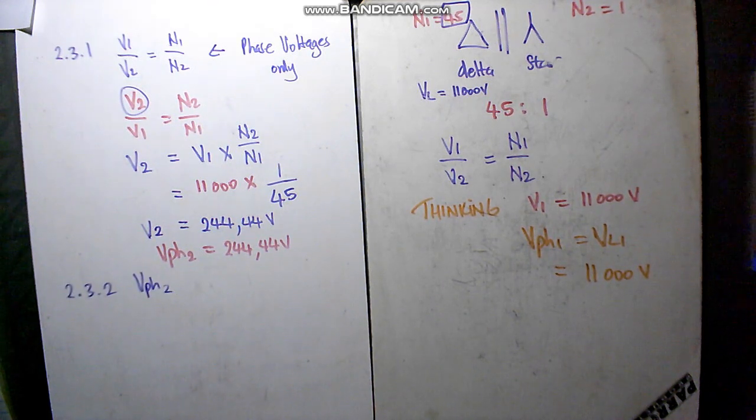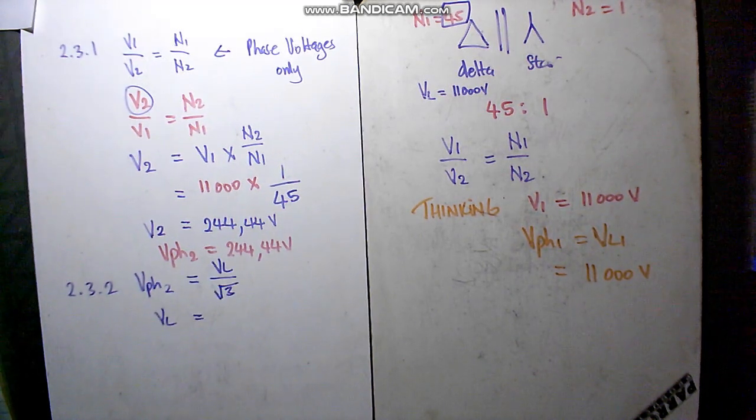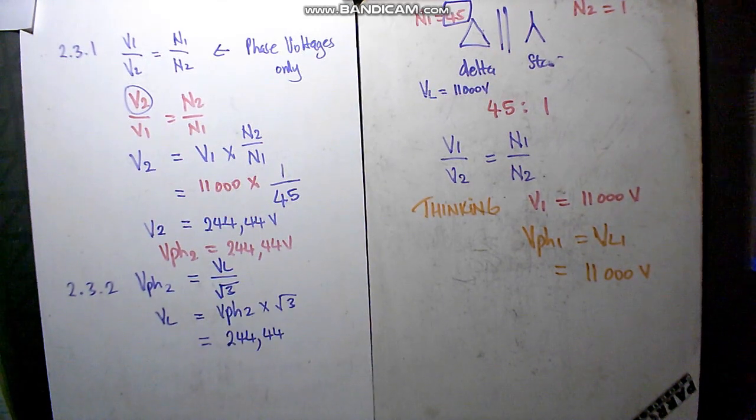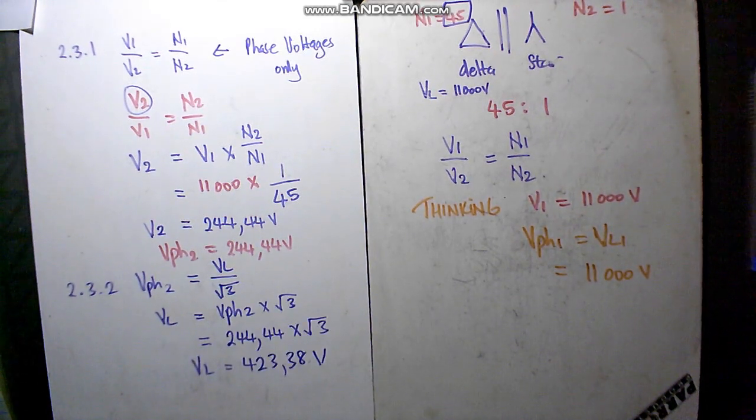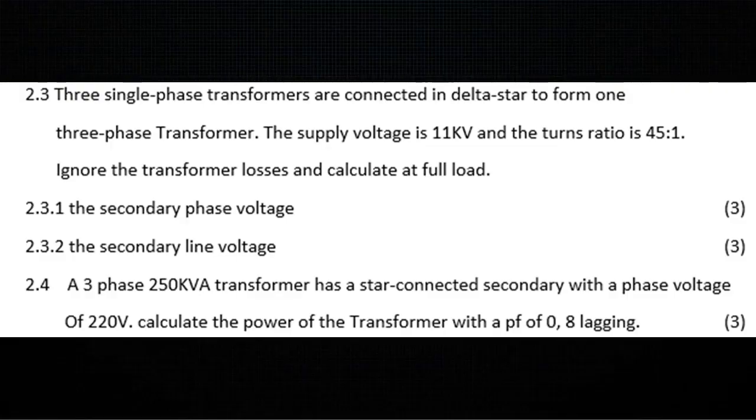Question 2.3.2 wants us to find the secondary line voltage. 2.3.1 was the secondary phase voltage. 2.3.2 is the secondary line voltage. We have to make VL the subject of the formula. Substitute into the final answer, 423,38 volts.